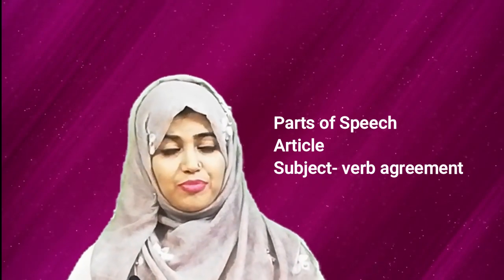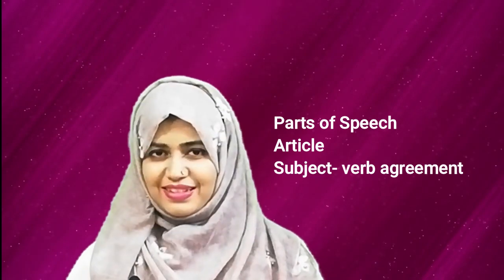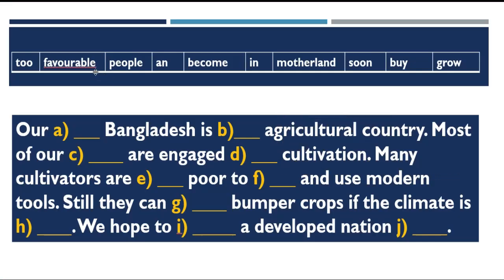As you know that practice makes a man perfect, right? So let's start. First of all, we will see the clues that are given. The words are to, then, favorable, people, and, become, in, motherland, soon, by, grow. Now let's see the parts of speech of these words. It will help you to get the answer easily.